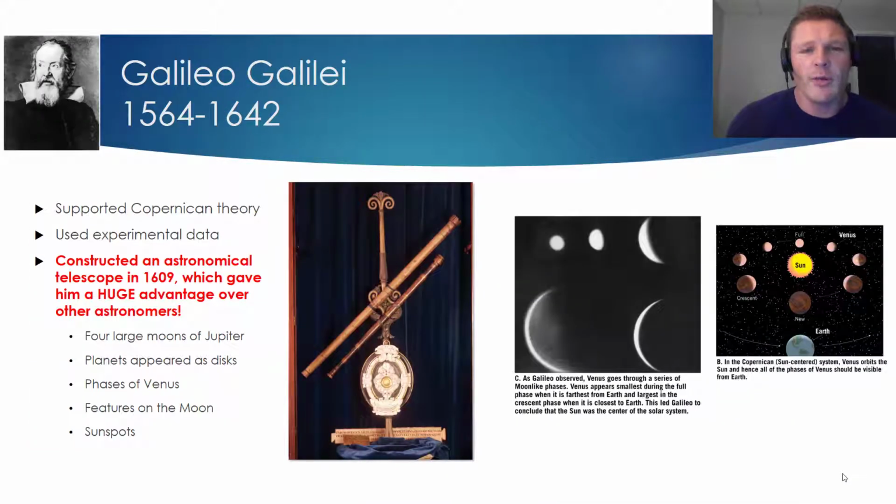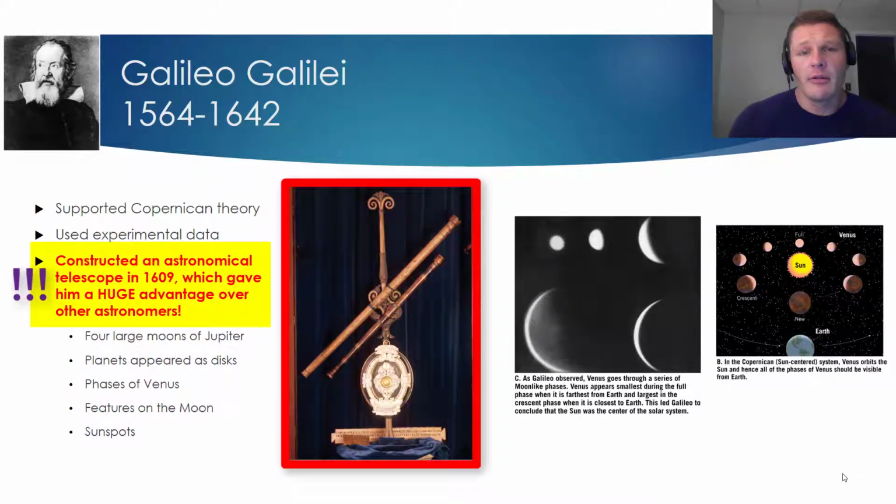At this point, I'd like to turn my attention to Galileo Galilei, because Galileo's contributions to modern astronomy were incredible. What's really important to note about Galileo, and what gave him a huge advantage in a scientific sense, was that he constructed an astronomical telescope. With a telescope, he could peer deeper into the heavens, and he could see objects much more closely and in much greater detail than anyone before him could.